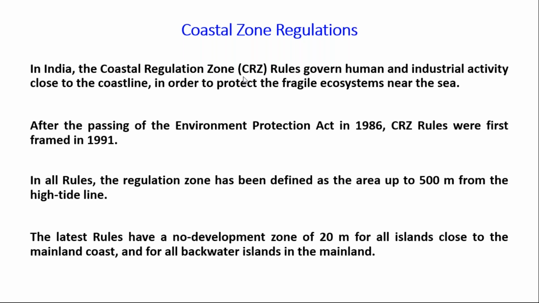After the passing of the Environment Protection Act in 1986, CRZ rules were first framed in 1991. In all rules, the regulation zone has been defined as the area up to 500 meter from the high tide line. So this is the specific criteria, 500 meter from the high tide line. And the latest rules have a no development zone of 20 meter for all islands close to the mainland coast and for all the backwater islands in the mainlands.